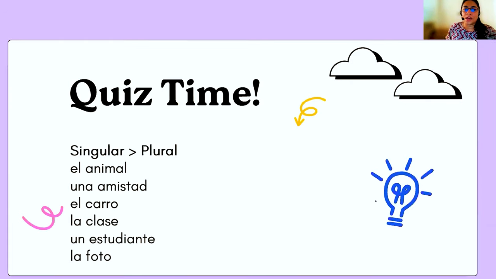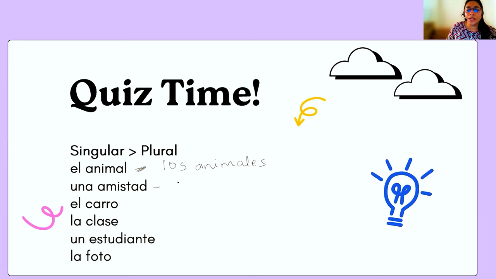All right. Now, the last thing today is the quiz time. Simple. We are going to turn the singular noun into a plural noun. Okay, let's start with the first one. El animal. El becomes los. And since this ends in a consonant, I'm going to add ES. What you can do is, since I'm giving out the answers here, you can pause the video, write down the answers, and then you can check with me. If the answer is correct, great. If it's not correct, you can check what has gone wrong.